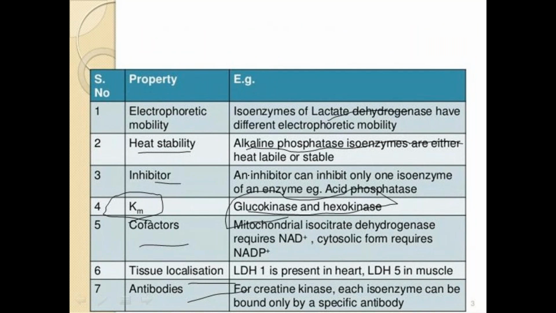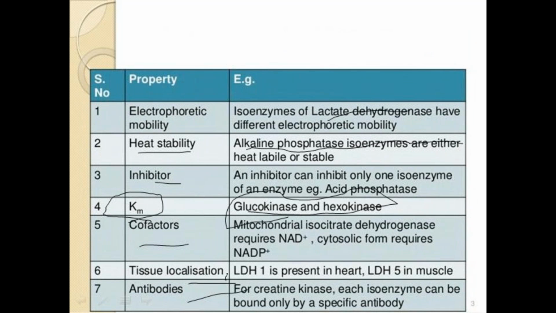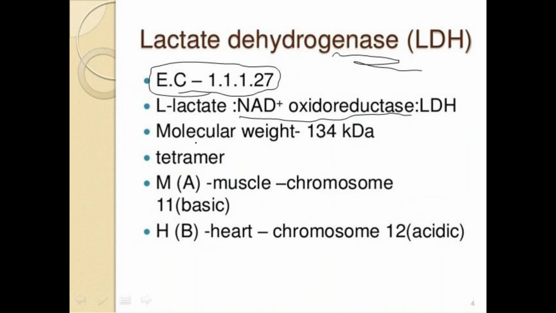And for this lactate dehydrogenase, what is the property used for classification? It is mainly based on the tissue localization. Lactate dehydrogenase isozymes are classified mainly based on tissue localization, that is, they are present in different organs, different tissues. Okay, and what is the molecular weight here? The molecular weight is 134 kilodaltons, and it occurs as a tetrameric composition, in muscle and heart.